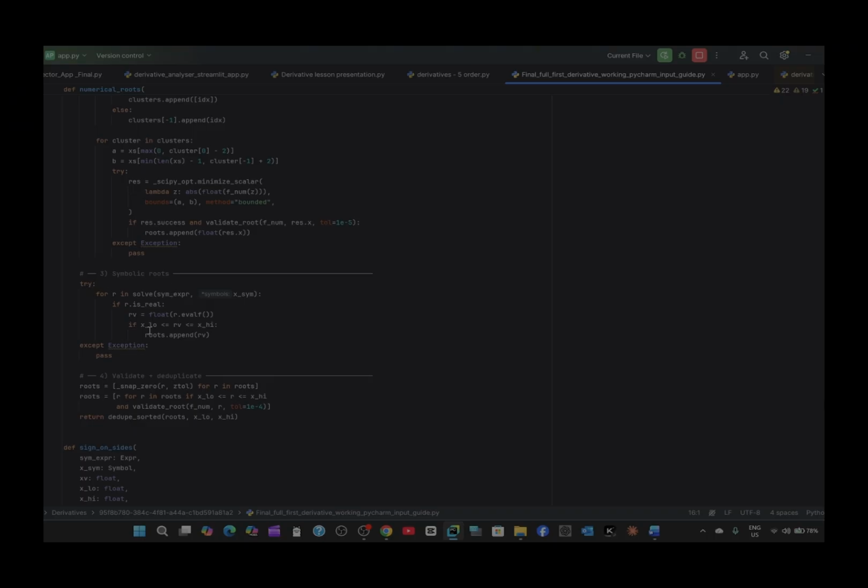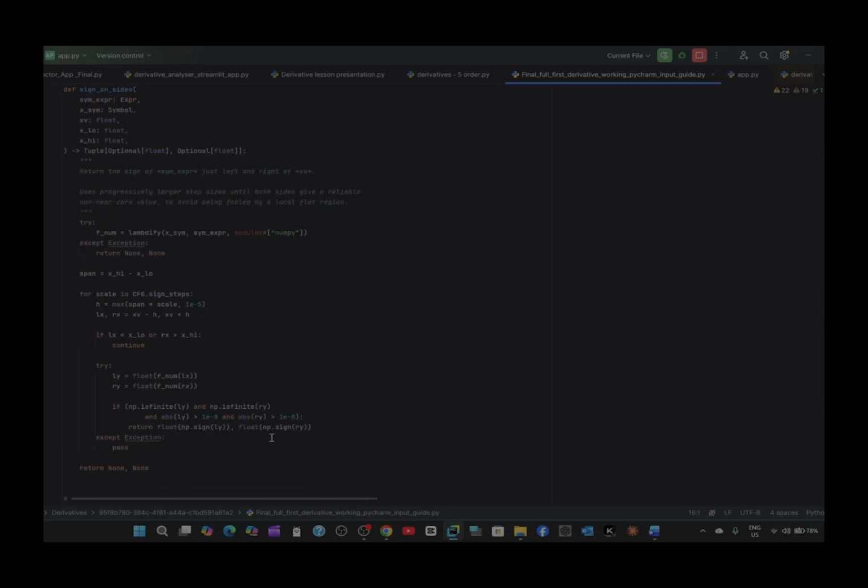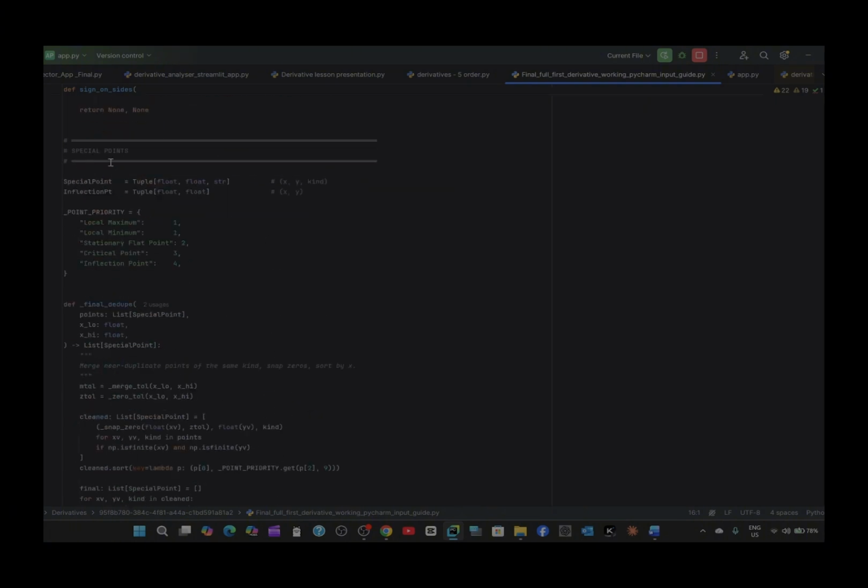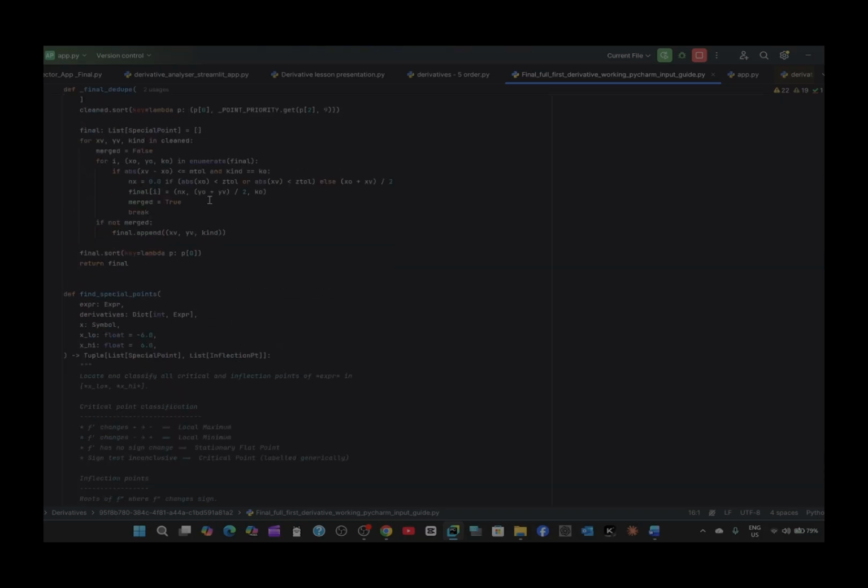Cluster, symbolic root, validation, duplicate, symbol side, triple return side. All these have one exception, run none. Then I set all the special points, list all the special points. How the special points work: I don't list it for you because this is the original function, the default function. I just explain that default function to you. Starting from there, you find the special points and how they work out.